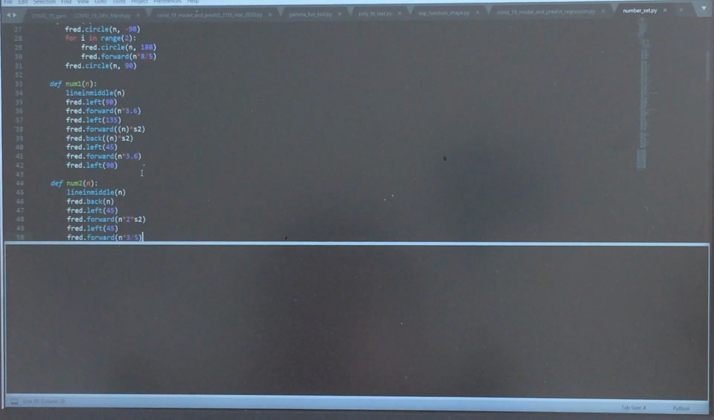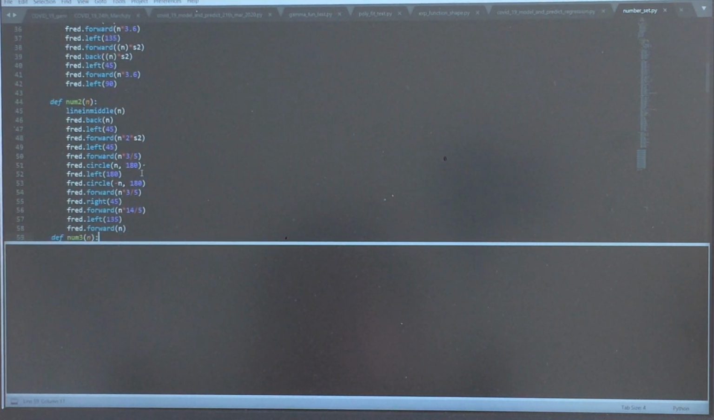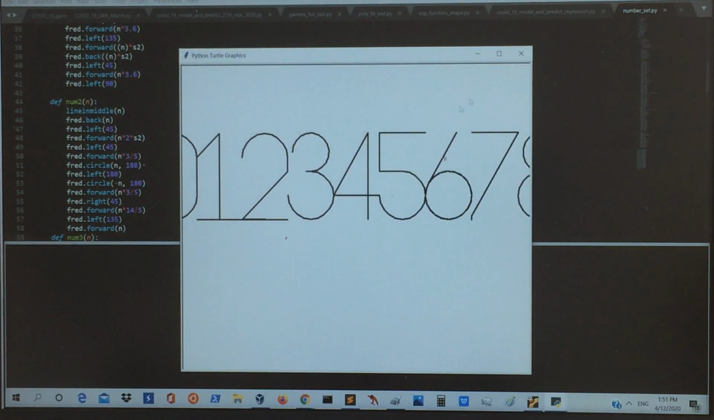And then for number 2, it's the same thing for this. I'm talking about this line, which is thread.forward n times 2 times s2. So line in the middle and then thread.back. And if you don't know what thread is, it's the turtle that I'm using, Python Turtle Graphics. It goes back, turns right, goes forward, and then because of this code.